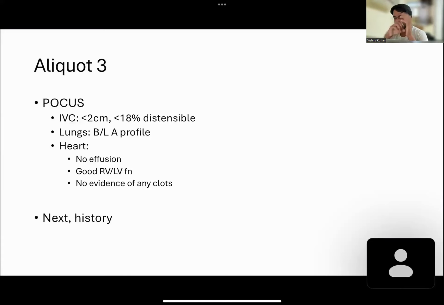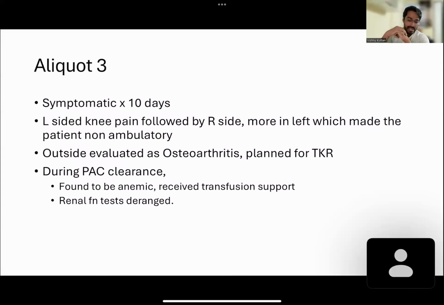So after I do the focus, I go back and I ask the history for the patient, and the history goes like this. Apparently normal with no significant prior comorbidities. He developed symptoms since 10 days. Initially, he told that he was having a left-sided knee pain. Then it was followed to the right side, but still the pain predominantly was in the left side, which made him non-ambulatory for the rest of the 10 days.